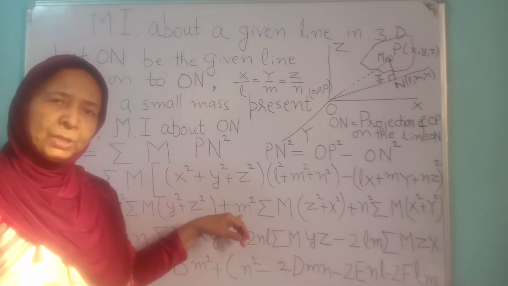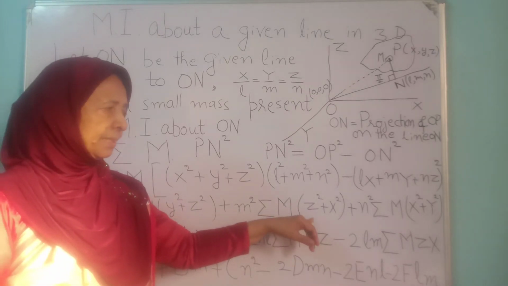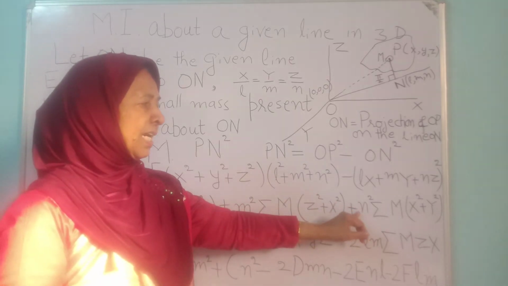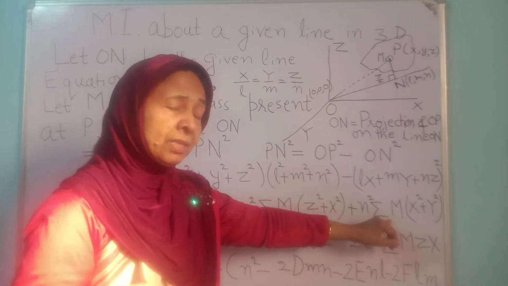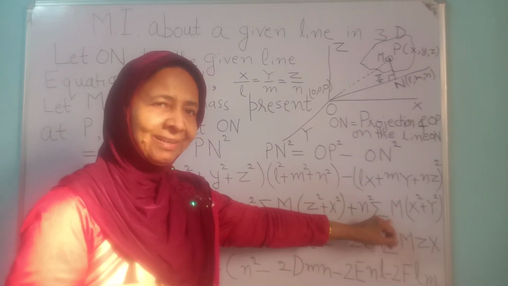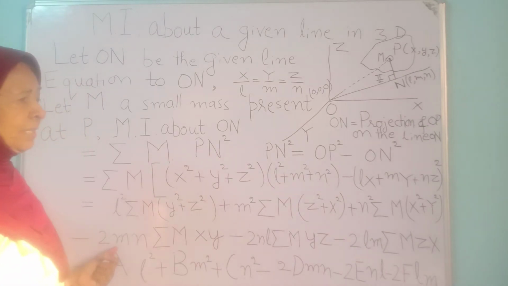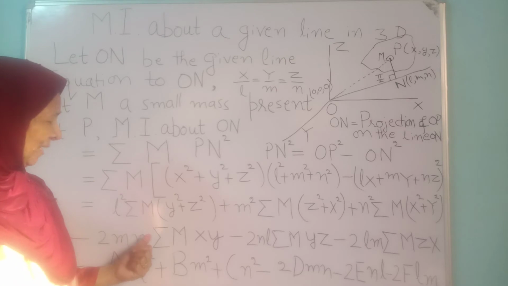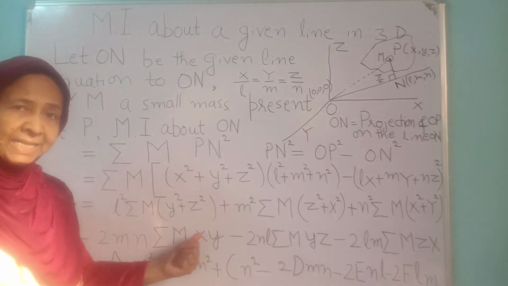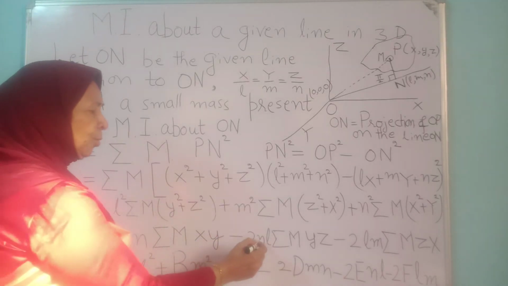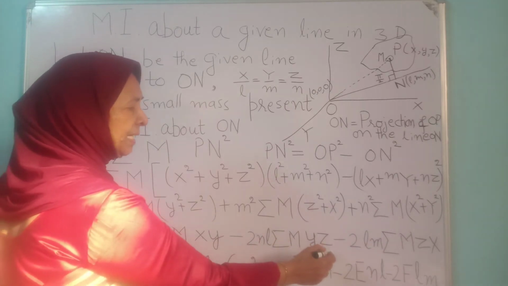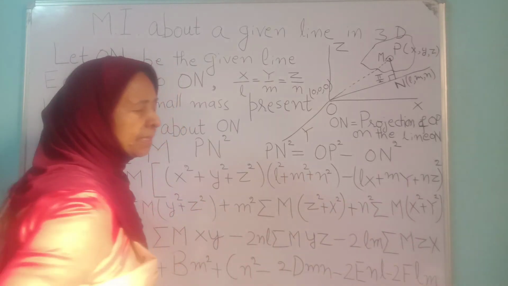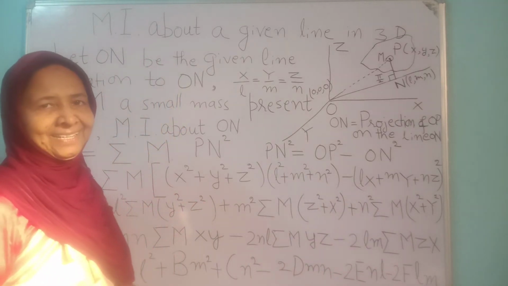Take out M square and the rest of the terms within summation. Take out N square, rest of the terms within summation. And then the product terms: minus 2, take MN outside, then you will get summation mxy inside. Similarly, minus 2 NL summation myz you will get inside, minus 2 LM summation mzx you will get inside.